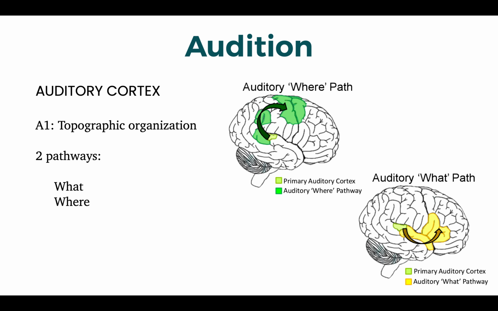The auditory cortex also sends things to two pathways. It should sound familiar because we talked about the same kind of thing with vision. So there's a what auditory pathway and there's a where auditory pathway. The where information, again, is going to be sent dorsally.